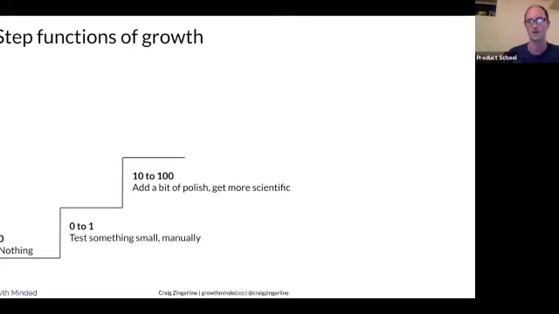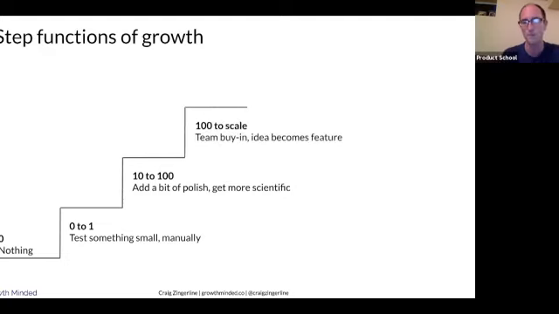And you take a very small slice, a very small sample size, to try to get some of that data. At the 10 to 100, maybe you're getting to some level of statistical significance with your test, and you're getting it in front of more people. And from there, you'll look to get team buy-in, and then that idea becomes a feature. And that's where it really enters the backlog.